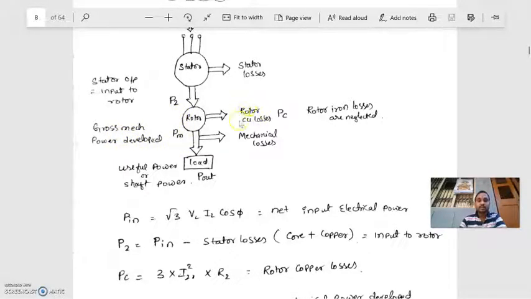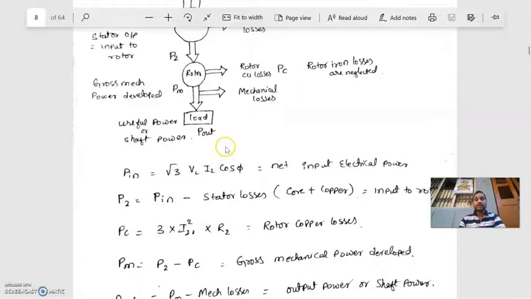Okay. So rotor losses are copper losses as well as iron losses. The iron losses are small, hence we will neglect the iron losses of the rotor. So we only represent copper losses, represented by PC. Mechanical losses are friction and windage losses. So the output across the shaft is called the useful power, or also called the shaft power.